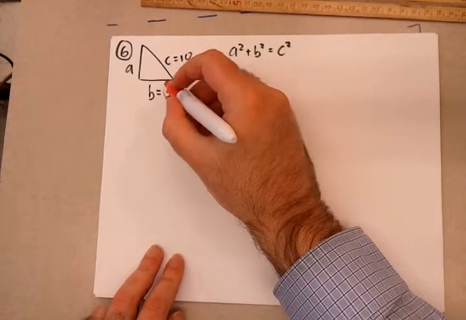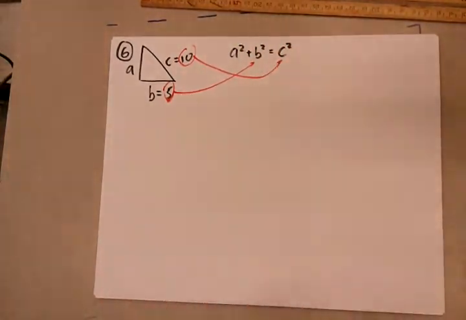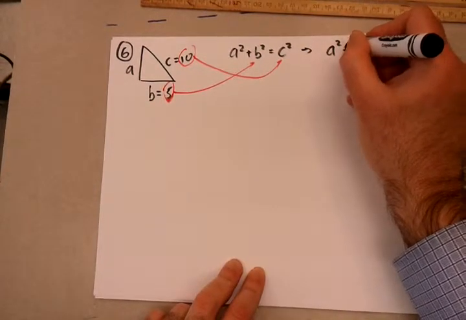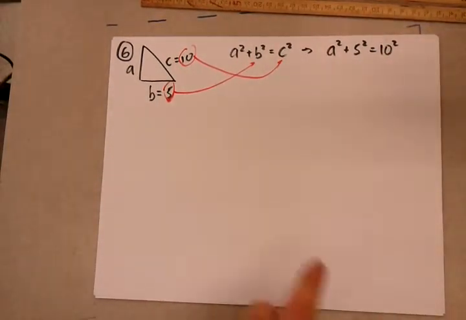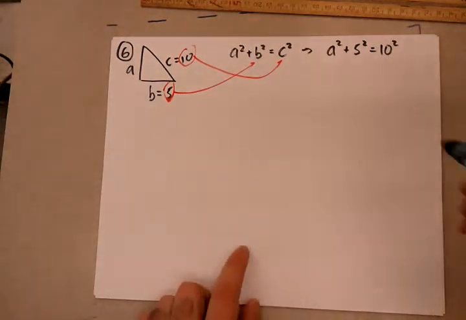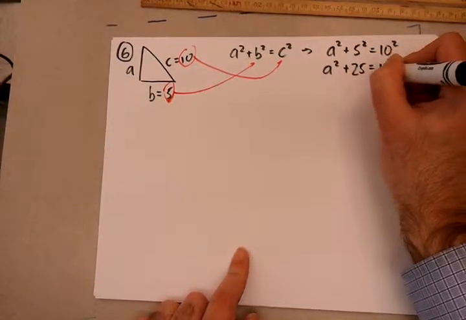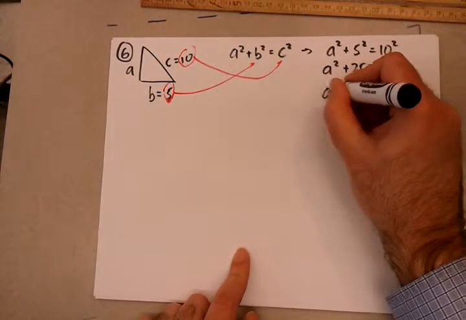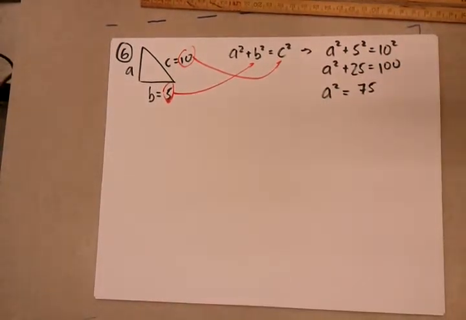So 5 goes in for the B, 10 goes in for the C, and A is unknown. So we're going to get A squared plus 5 squared equals 10 squared. The 5 and the 10 came from the B and the C that we already know. So then we get A squared plus 25 equals 100, because 5 times 5 is 25 and 10 times 10 is 100. Then I'm going to subtract 25 from both sides, which gives me 75. So A squared is 75.